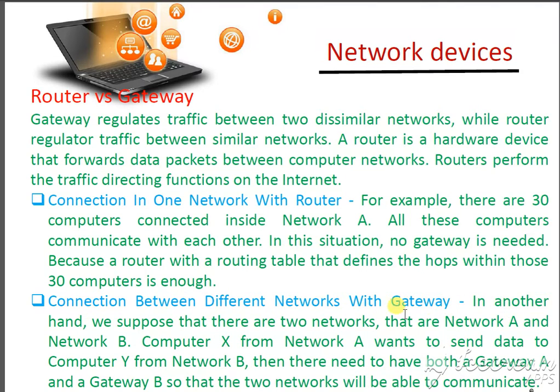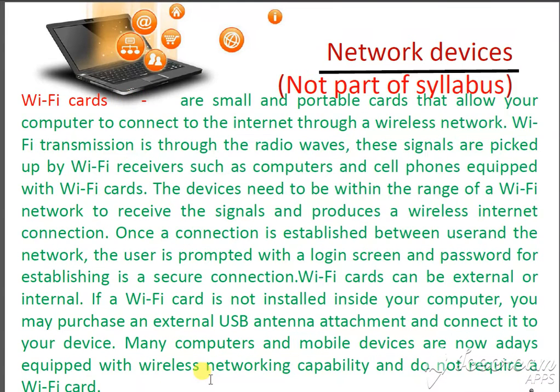Suppose we have two networks, network A and network B. Computer X from network A wants to send data to computer Y of network B. Then we require a gateway A and a gateway B. Two gateways are required so the two networks can communicate, not one gateway.